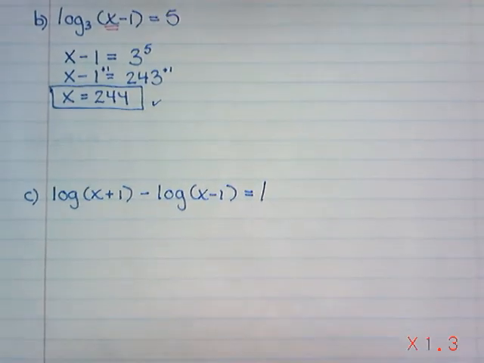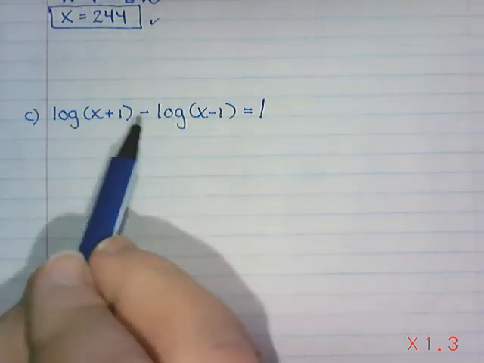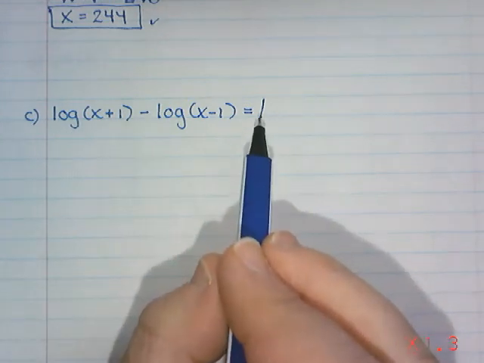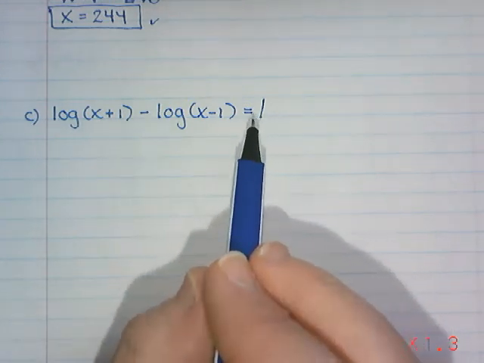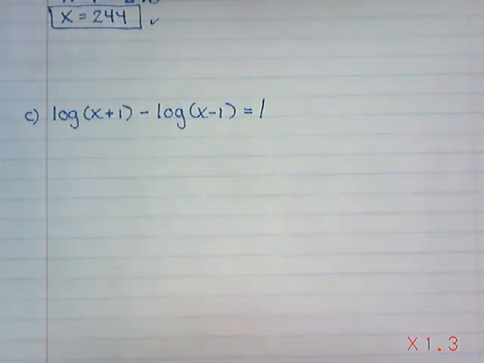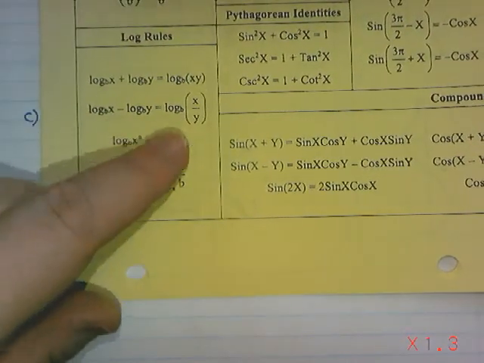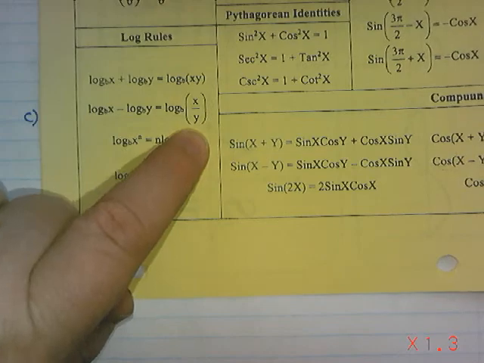All right, we have one more question to go here. So I have log of x plus 1 take away log of x minus 1 equals 1. So in this question, I notice that I have 2 logs, and on the other side, I have a number. So I need to do something to maybe merge these 2 logs together. So I'm going to try to use one of my log rules, and we do have a log rule that says that when you are subtracting 2 logs with the same base, you can combine them by dividing their arguments.